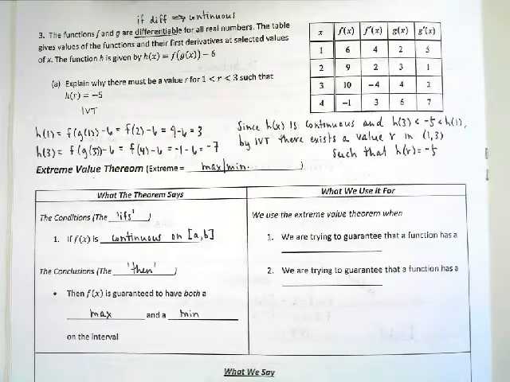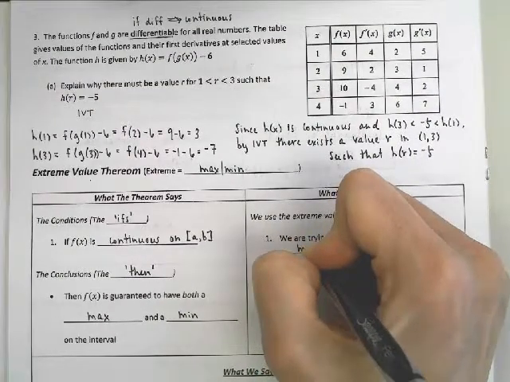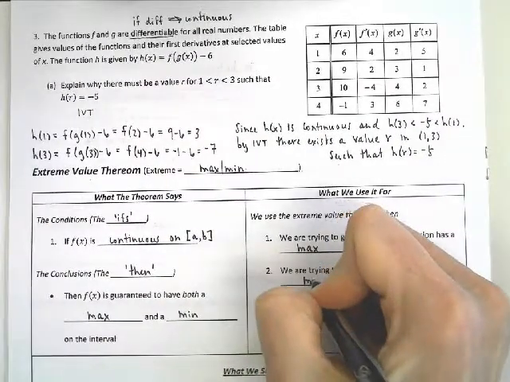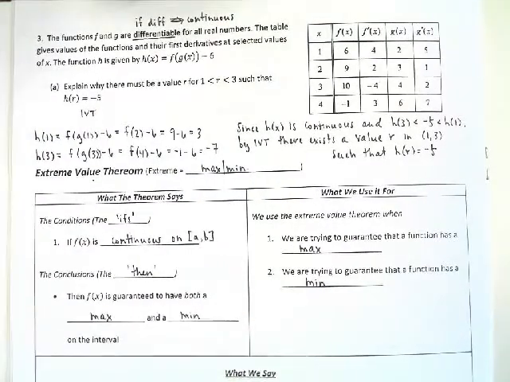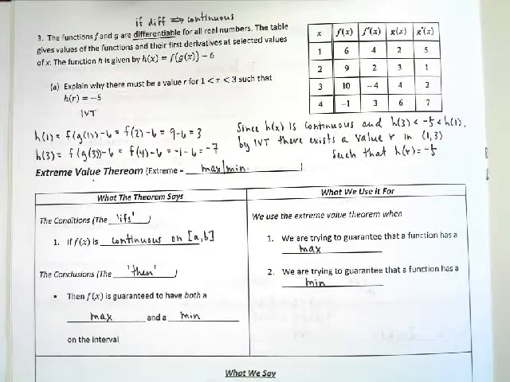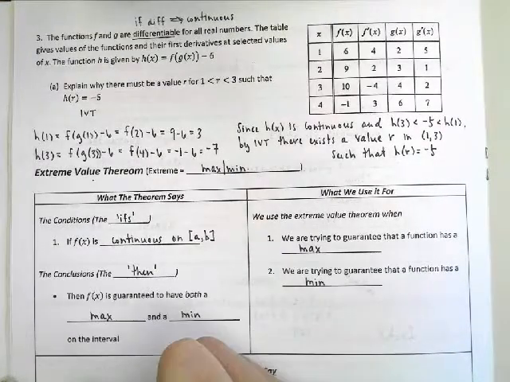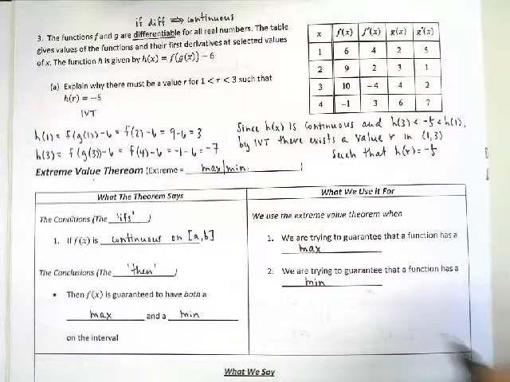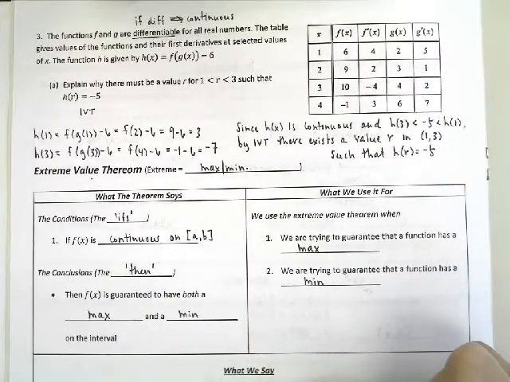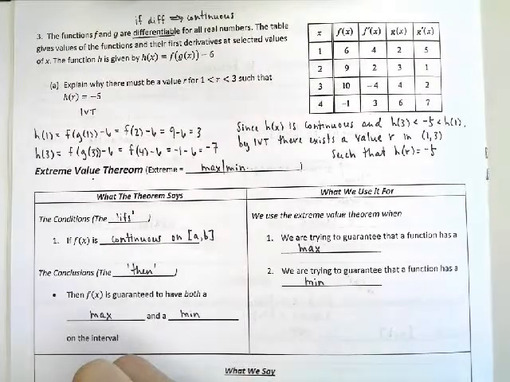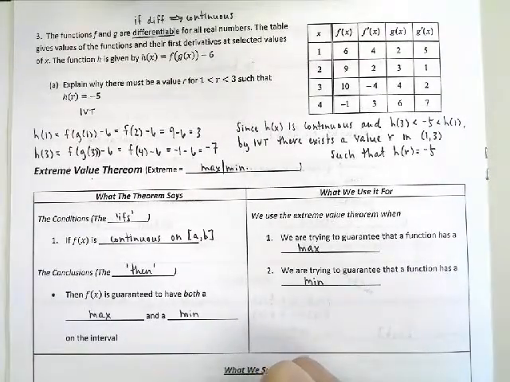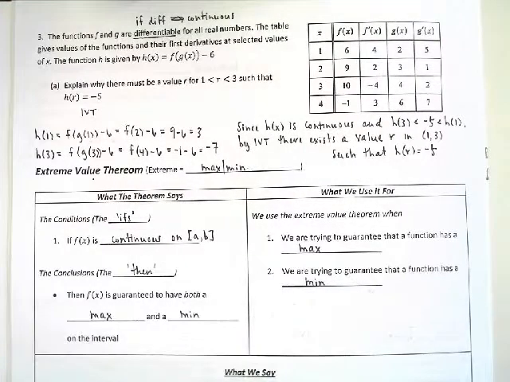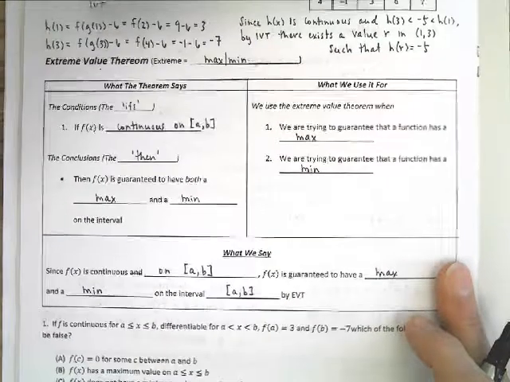So we use this theorem when we're trying to guarantee that a function has a max, or we're trying to guarantee the function has a min. So what we say is since f of x is continuous, and I would really say it's continuous on the closed interval from a to b, then f of x is guaranteed to have a max and a min on the interval a, b by the extreme value theorem. Oops, I'm sorry, you can't see that. Let me move that up and give you a chance to get that down.